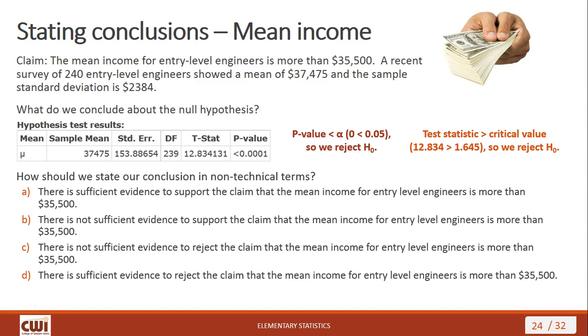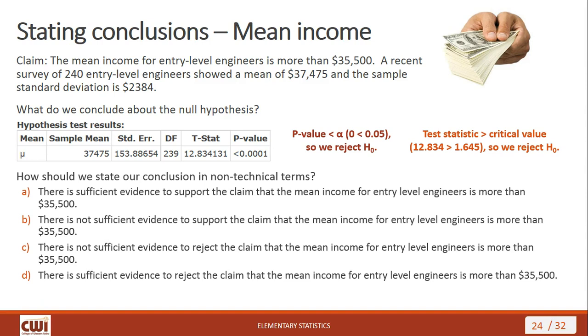If you compare each one of these answer options, you'll see that they're exactly the same, except for some slight difference in the wording towards the beginning. There either is or is not sufficient evidence, and you're either supporting or rejecting the claim. Which one do we want to use here? Well, we have a one-tailed test or a two-tailed test.